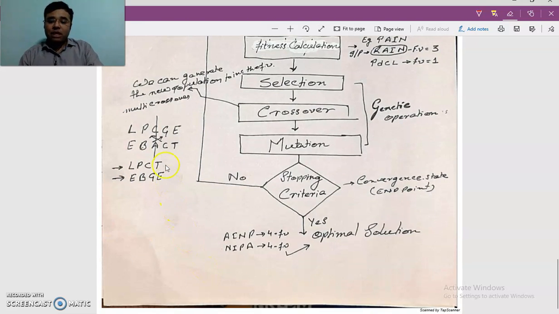Let us check whether this population is feasible or not. If this particular population is feasible, then it will go to the mutation part in order to produce a more optimum result. Else, if all the population meets the criteria, then the process stops. So let us check now. After the process of crossover, we actually got L, P, C, T and E, B, G, E.